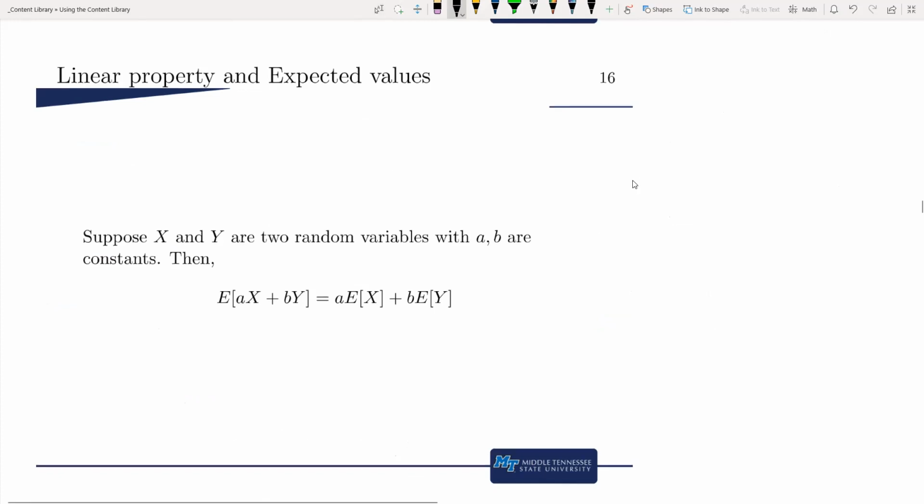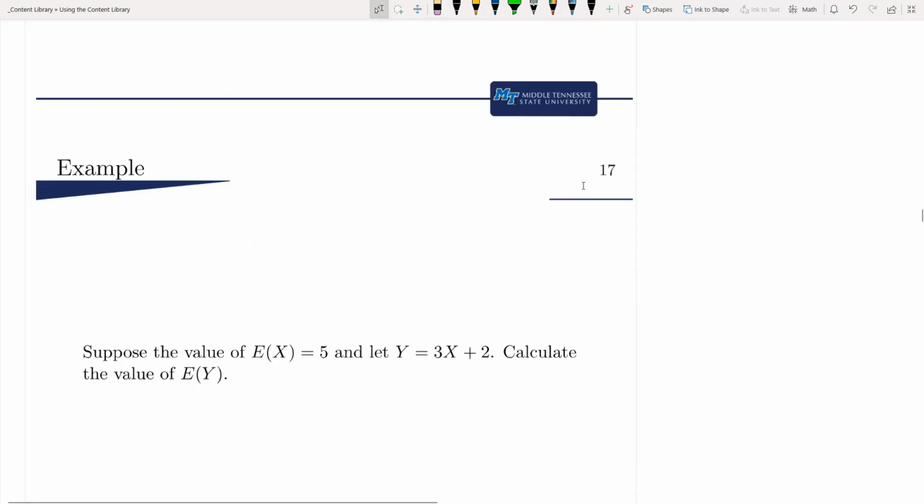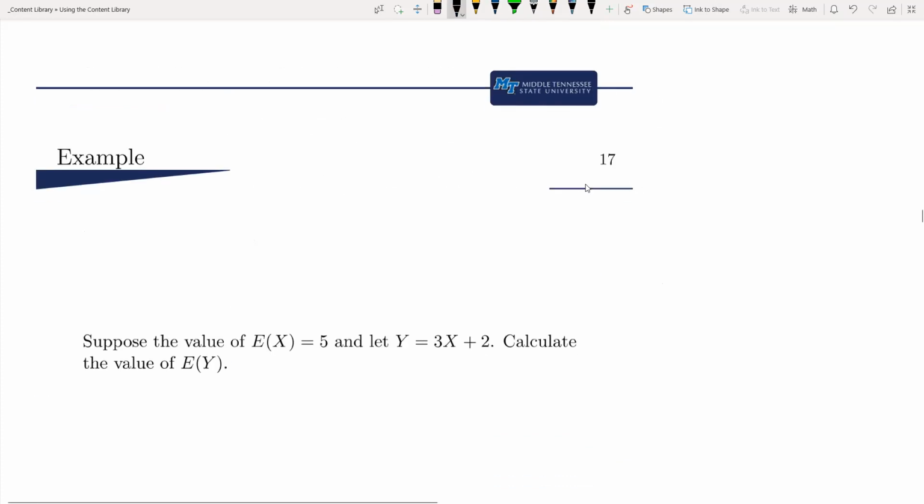Here you will see some linear properties of expected value. If a, b are two constants, and if you want to get the expected value of ax plus b, then you can use this nice formula where you use the linear property. For example, if you have something like this, if b is a constant, then it's going to be plus b. Okay. Why? Because the expected value of a constant is itself.